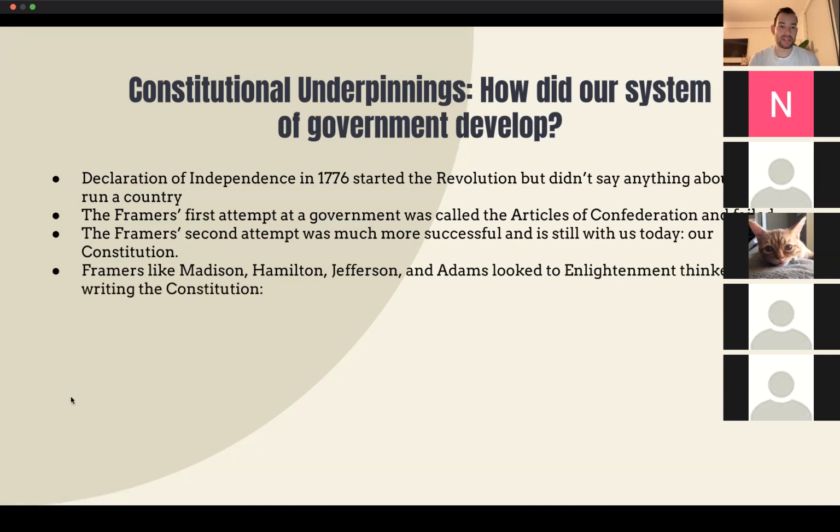People like Madison, Hamilton, Jefferson, Adams, these names you may have heard as kind of the most important framers of the Constitution. They looked back to the Enlightenment period, to the early 1600s in Europe. They looked back at these thinkers when they were writing the Constitution. They didn't just come up with this stuff out of thin air. Sometimes they even looked back as far as ancient Greece and ancient Rome, but they were really inspired mostly by Enlightenment thinkers. People like Thomas Hobbes.